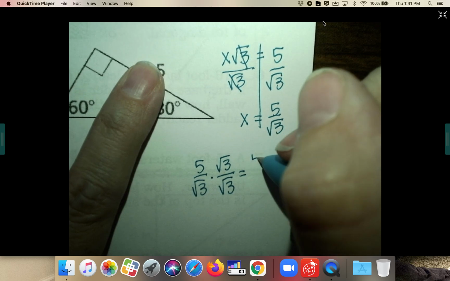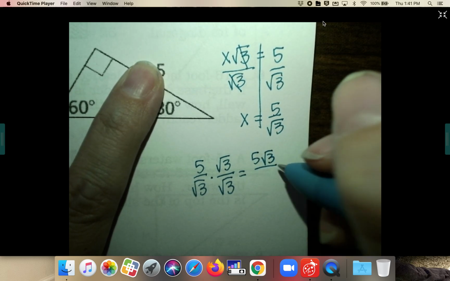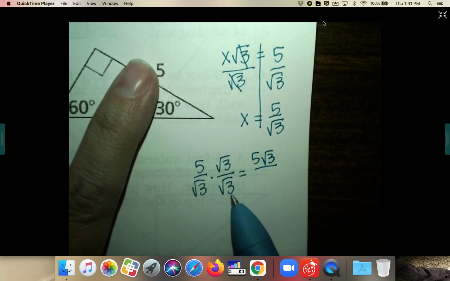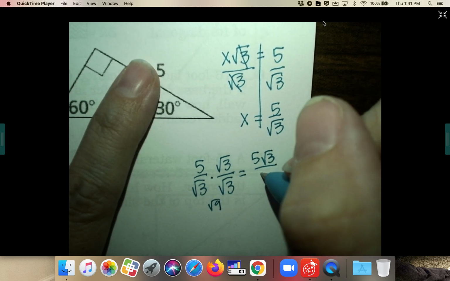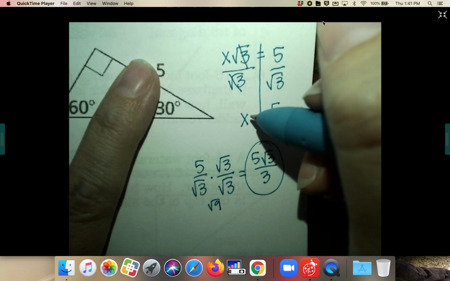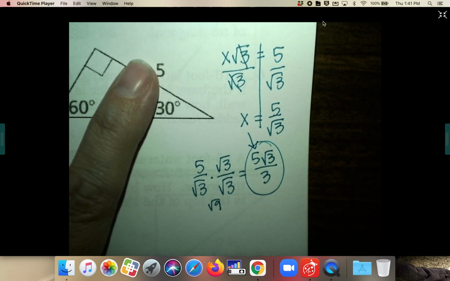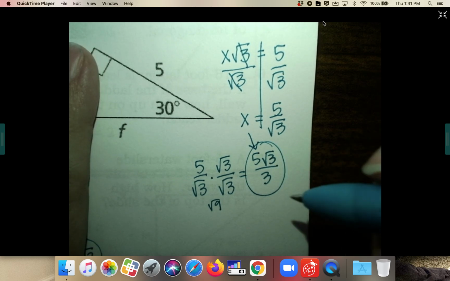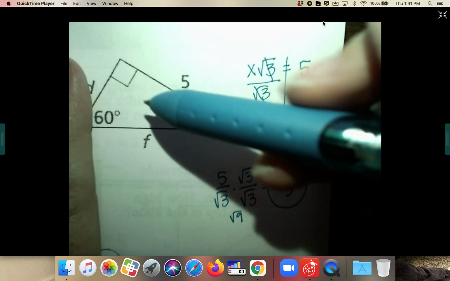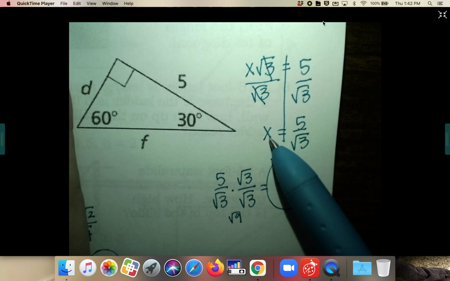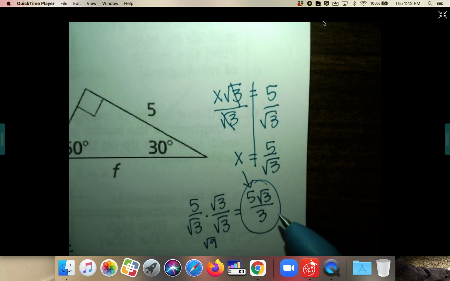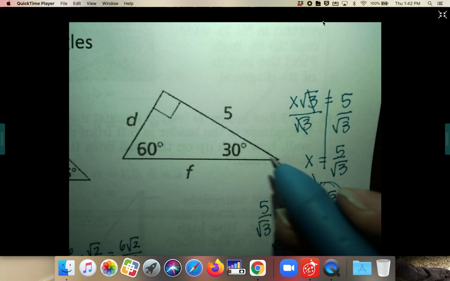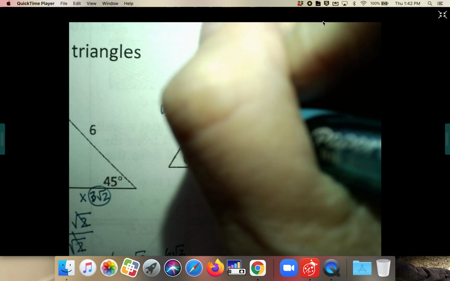So the top, you can just squish it together: 5 times the square root of 3. But the bottom, the square root of 3 times the square root of 3 is the square root of 9, and the square root of 9 comes out evenly as 3. So x equals 5 times the square root of 3 over 3. If our long leg is 5, our x, which is our short leg, equals 5 root 3 over 3.